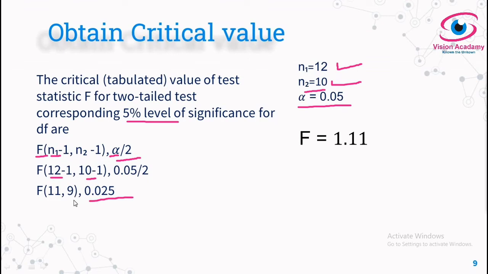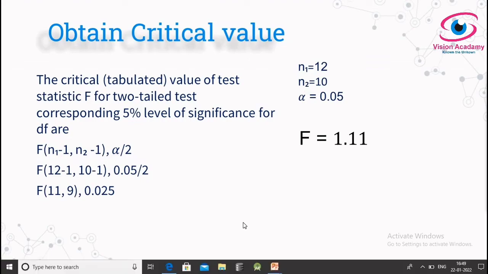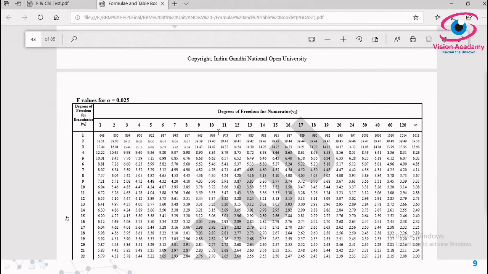So we have to see the F distribution or F table, the table which we use to see for ANOVA. So in the F table, for degrees of freedom 11 for V1 and 9 for V2, we have to look at the 0.025 level of significance. We had a 5% level of significance, but since we divided alpha by 2, our new level of significance is 0.025. Then let us go to the table. I will show you the table. You can download this table from Google.